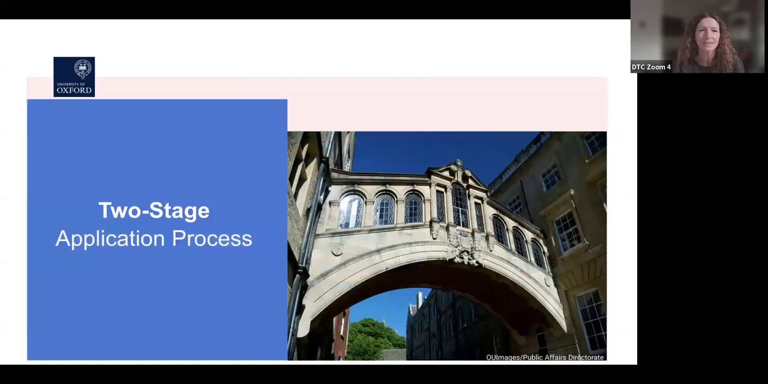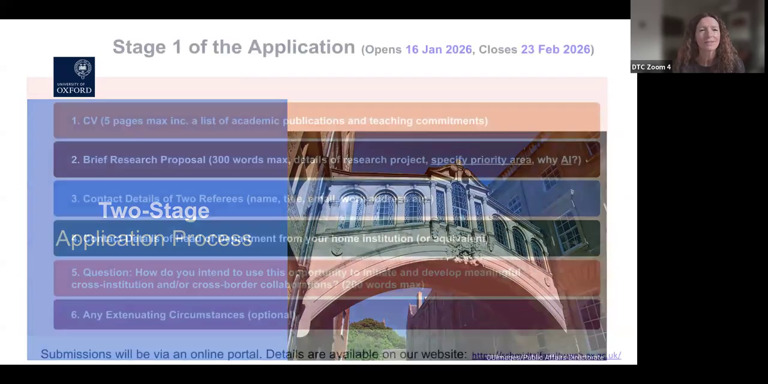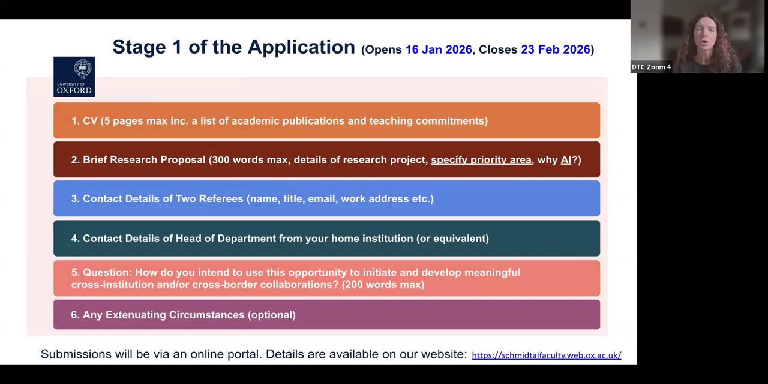Thanks, Alicia. Next slide. So we have a 2-stage application process, and I'm going to talk you through those 2 stages now. So stage 1, the key dates and times to remember are that the first application opens on the 16th of January 2026, so that's stage 1 at midday, and I'll go through a bit more detail in that shortly, and it closes on the 23rd of February 2026.